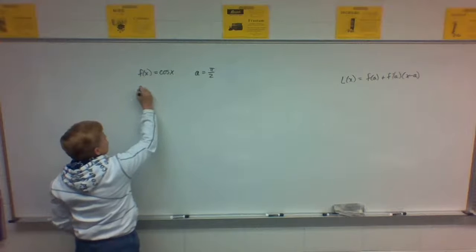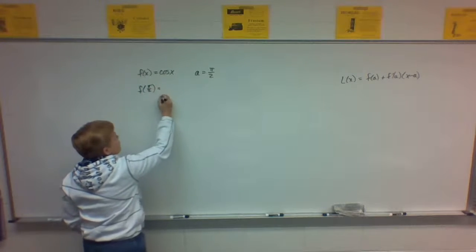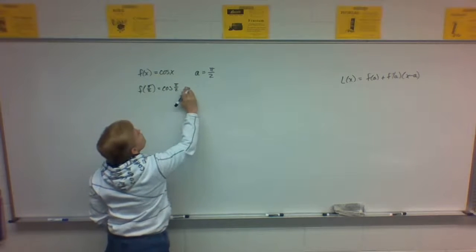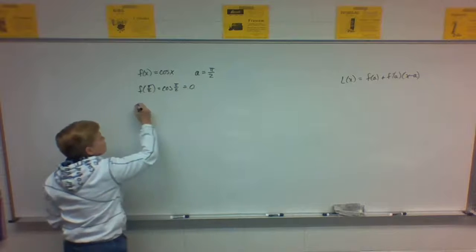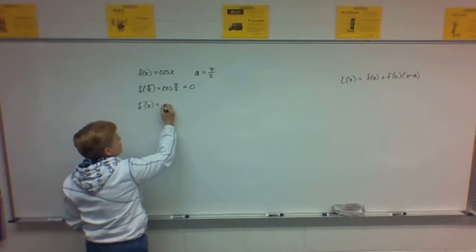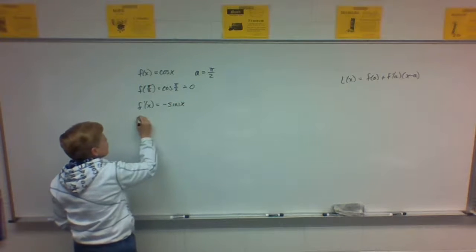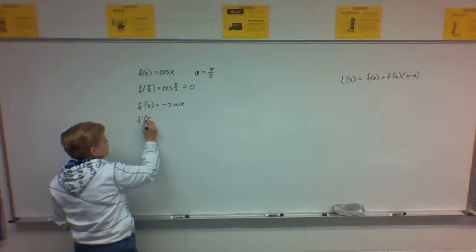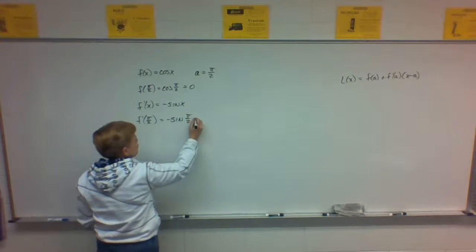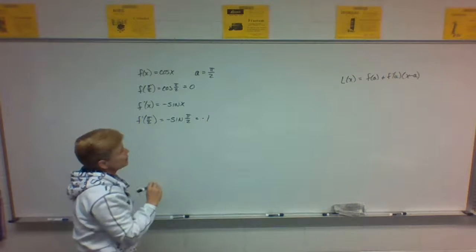So what is f of a? In other words, what is f of pi halves? Oh, that's 0. Cosine of pi halves equals 0. What is f prime of x? I want to find that first. Negative sine x. And now I want to find f prime at a, which is f prime at pi halves, which is negative sine of pi halves. And what is that? Negative 1. Good. So now I'm ready to do my linearization.